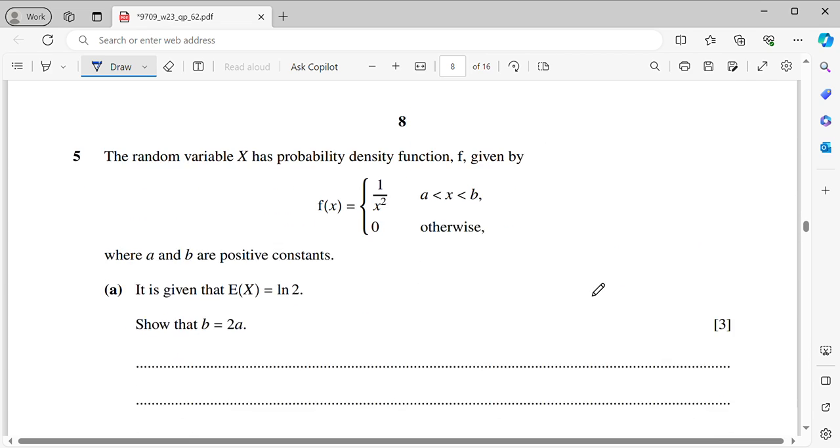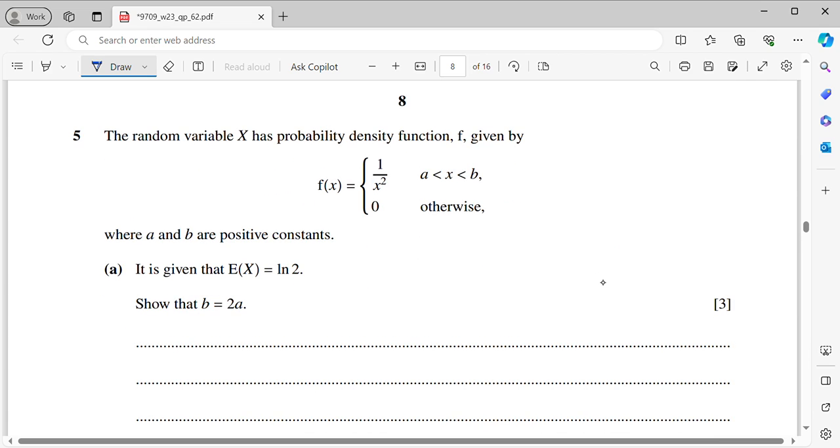Alright, now next question number 5. The random variable x has probability density function f given by f(x) equals 1 over x squared, where x is defined from a to b, or it will be 0 when x is otherwise, when x is other values. Now where a and b are positive constants. First part is given that expected x is ln 2. Show that b equals 2a.